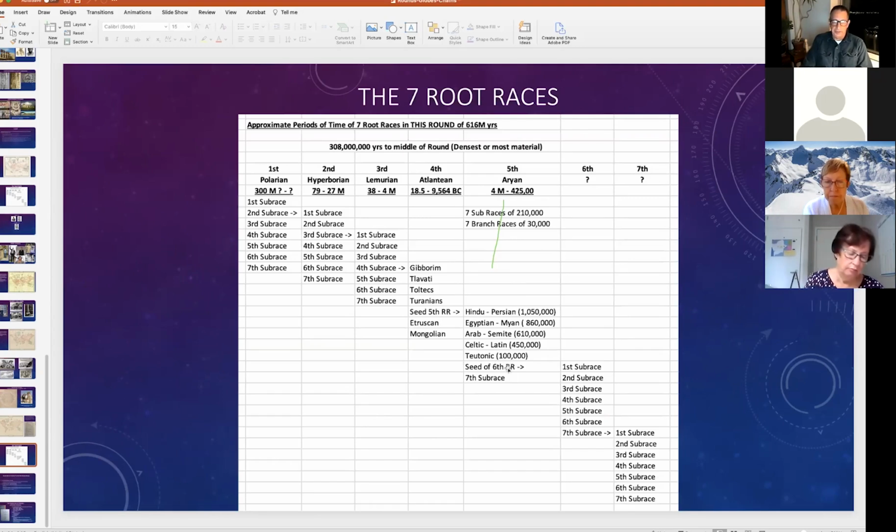And the sixth sub-race will emerge out of the fifth sub-race, which is what's happening now in basically the United States and New Zealand and Australia and Canada, and to a certain extent starting to take place in Latin America, where there's all these different cultures mixing and blending. It's starting to become a worldwide phenomenon.